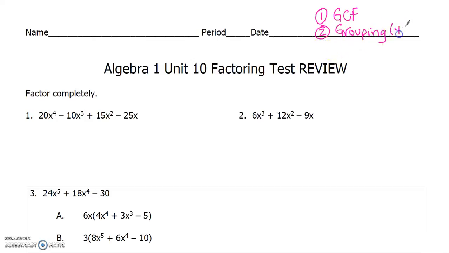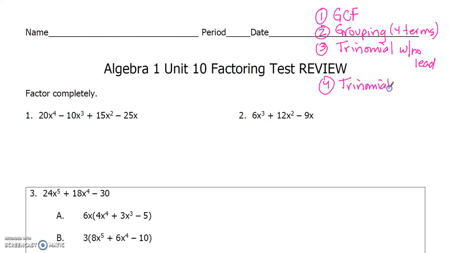which consists of 4 terms. If that doesn't work, the third way we need to try will be the trinomial, and with no lead coefficient. If that doesn't work, then we'll try the trinomial with a lead coefficient. And if that doesn't work, then we'll look and see if we don't have a special case.